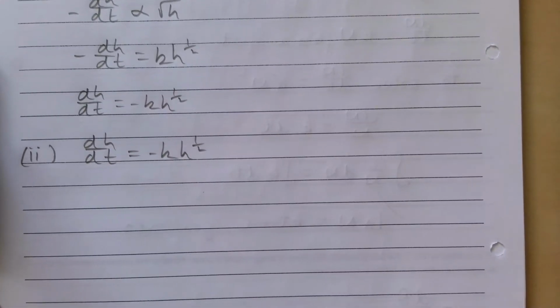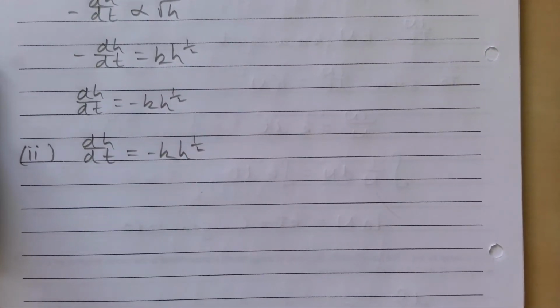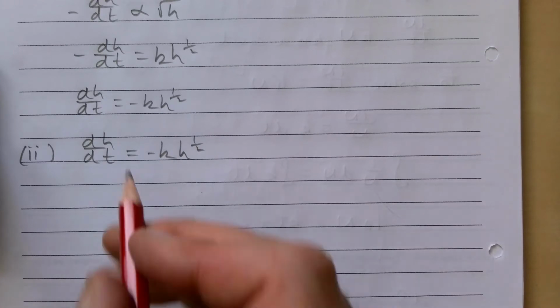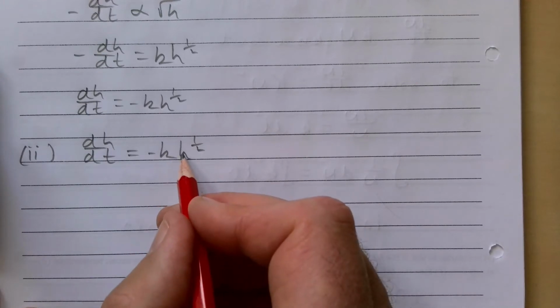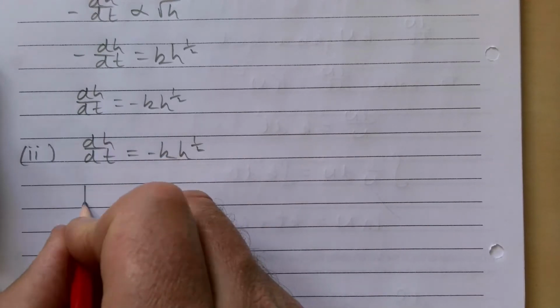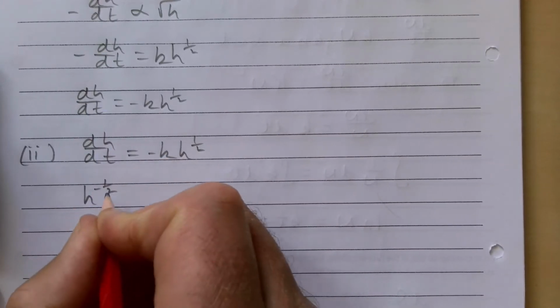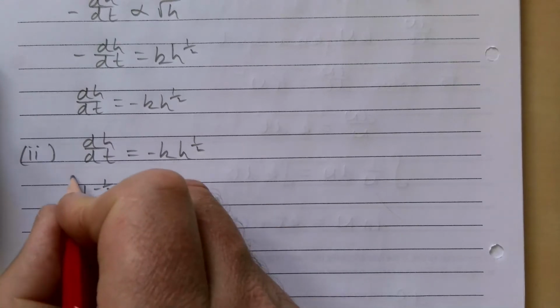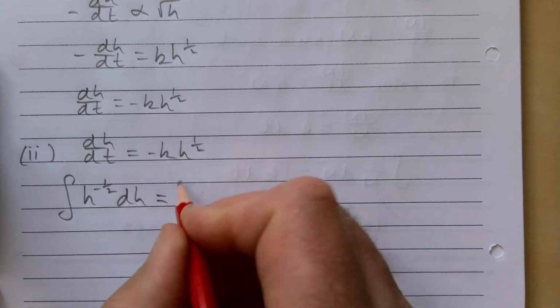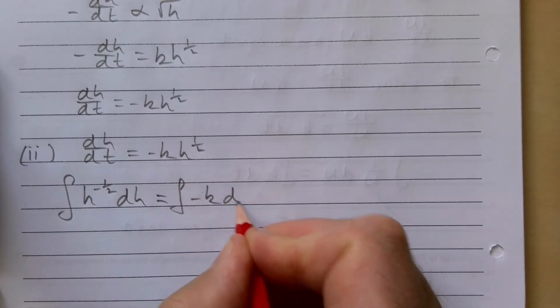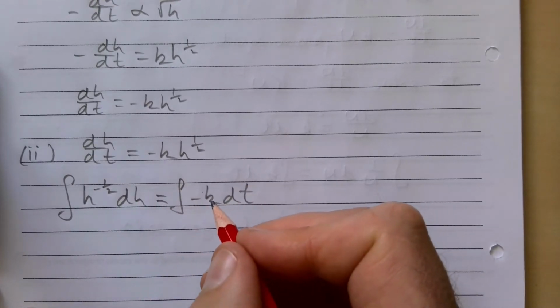We're going to separate out our variables, and then we're going to try and integrate from there. So the h is to this side, and the k and the dt to this side. I'm going to take this down to the bottom. With a bit of rearranging, that's going to give me the integral of h to the minus a half dh equals the integral of minus k dt. I hope we're okay with that.